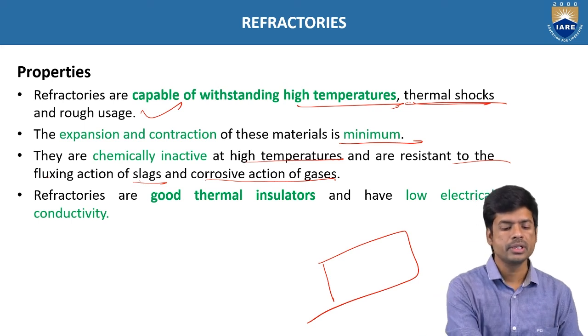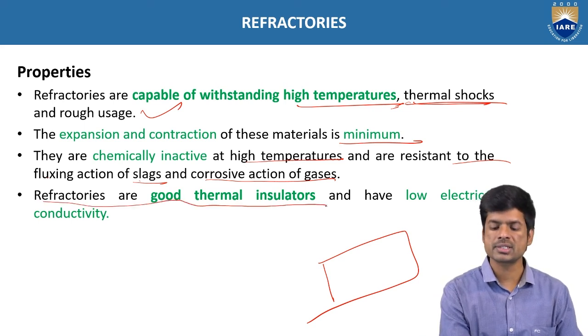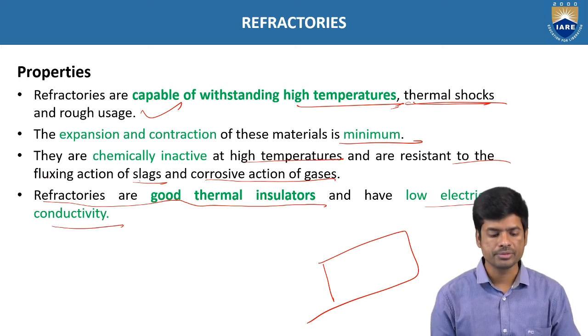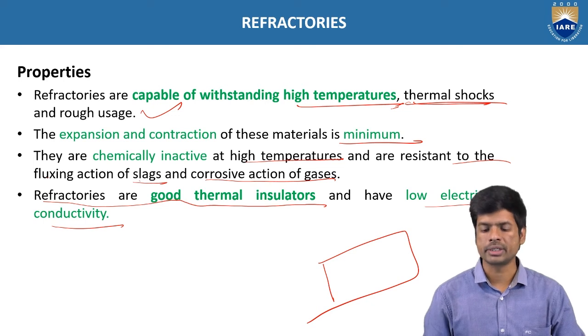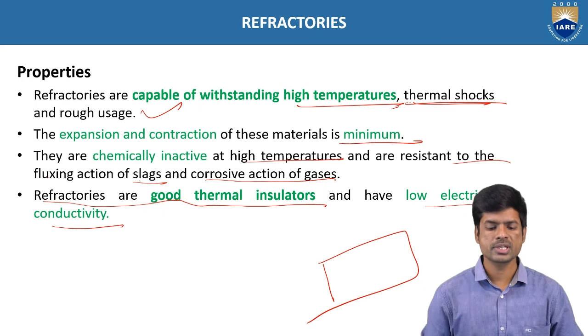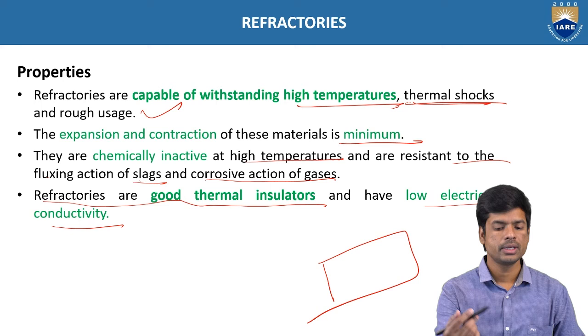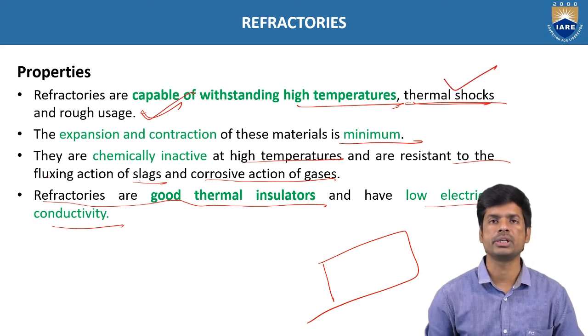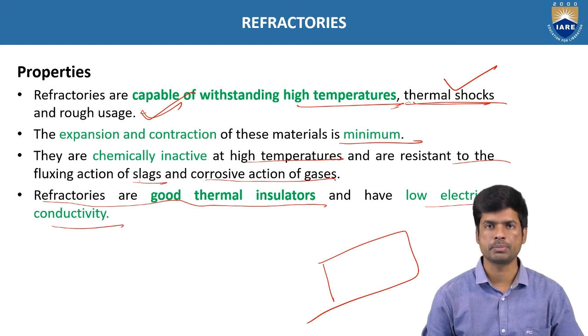Next, refractories are good thermal insulators and have low electrical conductivity. The thermal insulation is very high for refractories, and electrical conductivity is low compared to other materials. So these are some of the properties of refractories. First, they can withstand high temperatures and thermal shocks, and the usage can be very rough, meaning we can use them even in high load conditions.